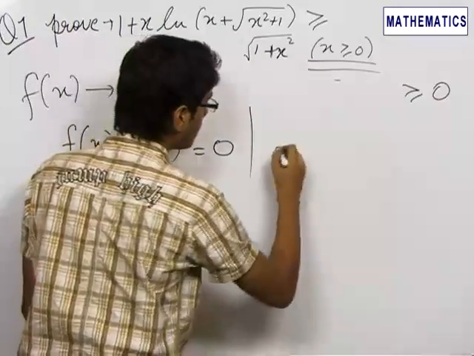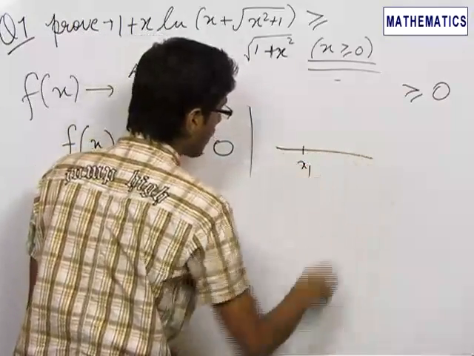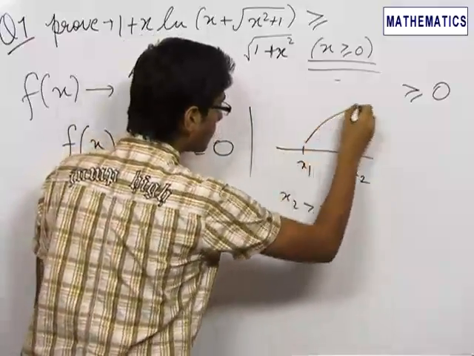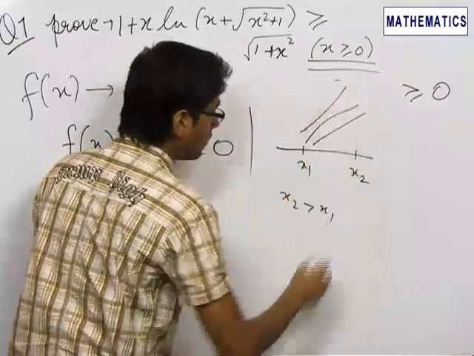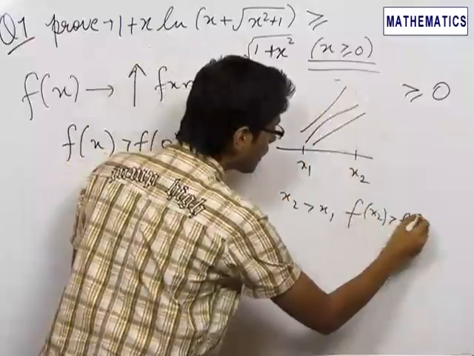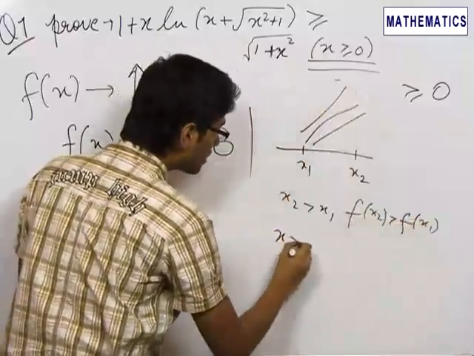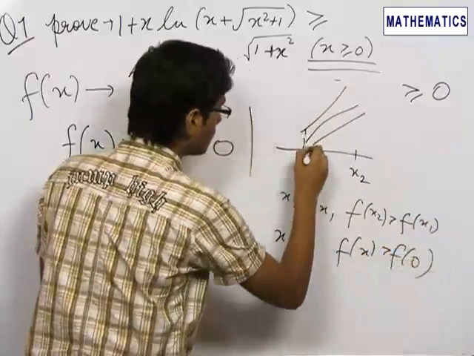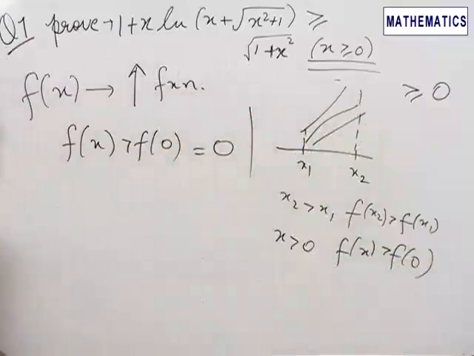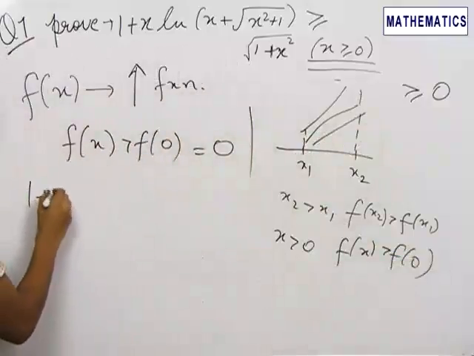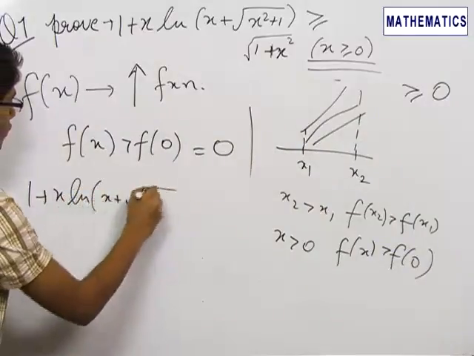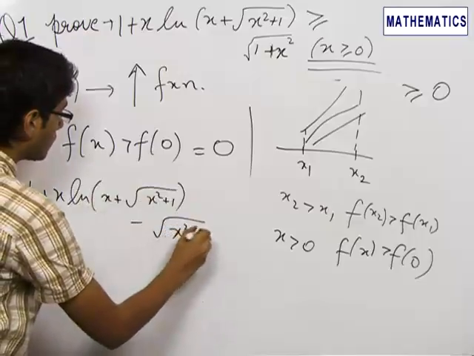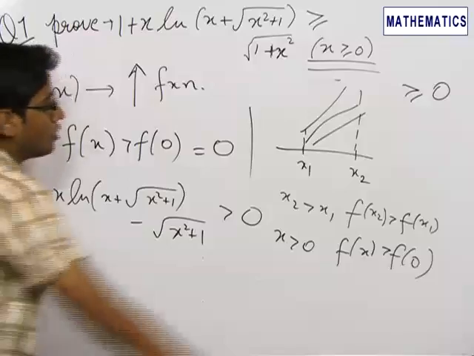Increasing function means if there is x equals x1 and x equals x2, then for x2 greater than x1, we have f(x2) greater than f(x1). So for x greater than 0, we have f(x) greater than f(0). So f(x) was (1 + x) ln(x + √(x² + 1)) minus √(x² + 1), which is greater than 0, and we needed to prove this only.